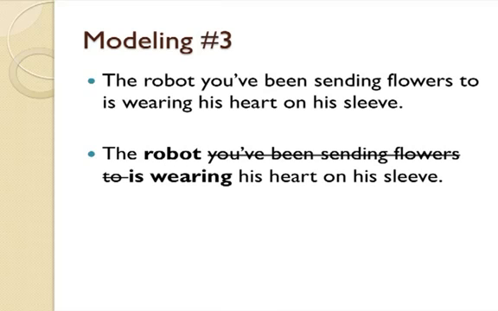Number 3, the robot you've been sending flowers to is wearing his heart on his sleeve. The simple subject is robot, and therefore the robot is wearing. And I think a way to double check your work is to try and read the simple subject with its verb, taking out any modifying stuff that's in the middle. Just read the simple subject and the simple verb, and if those agree, then you've gotten it right. Therefore, the robot is wearing. That sounds right. But if you were to say something like, the robot are wearing, that makes no sense.